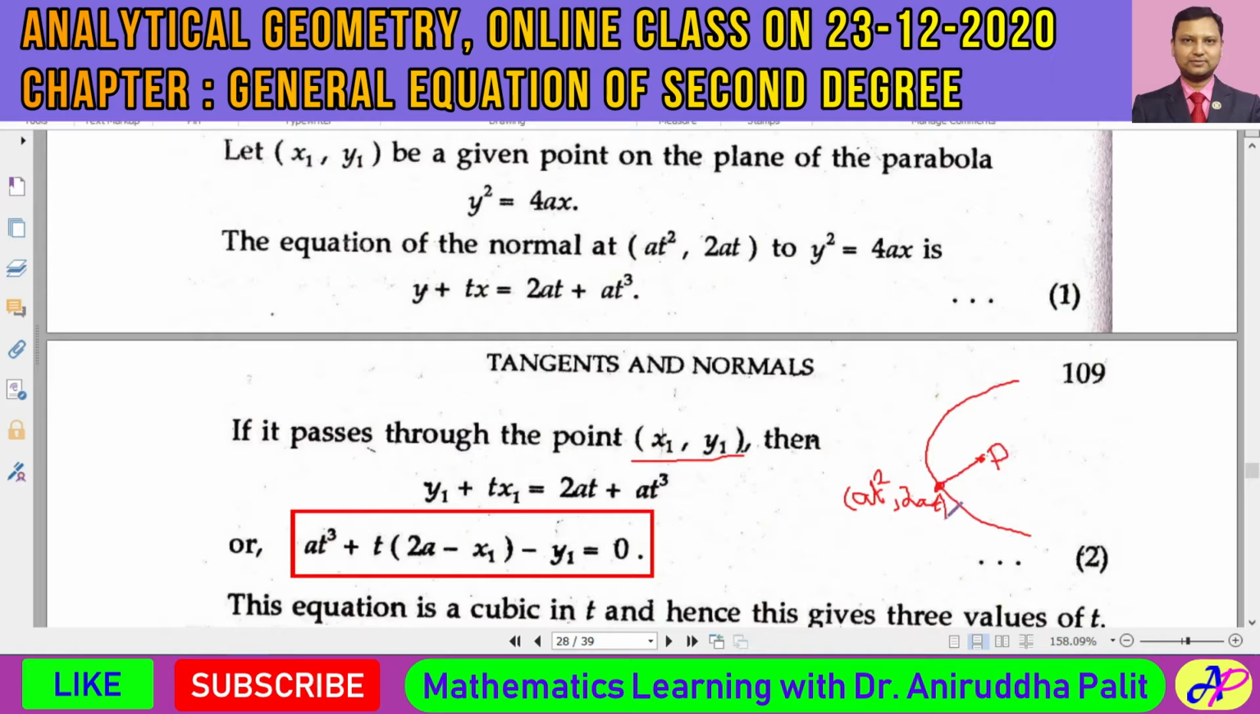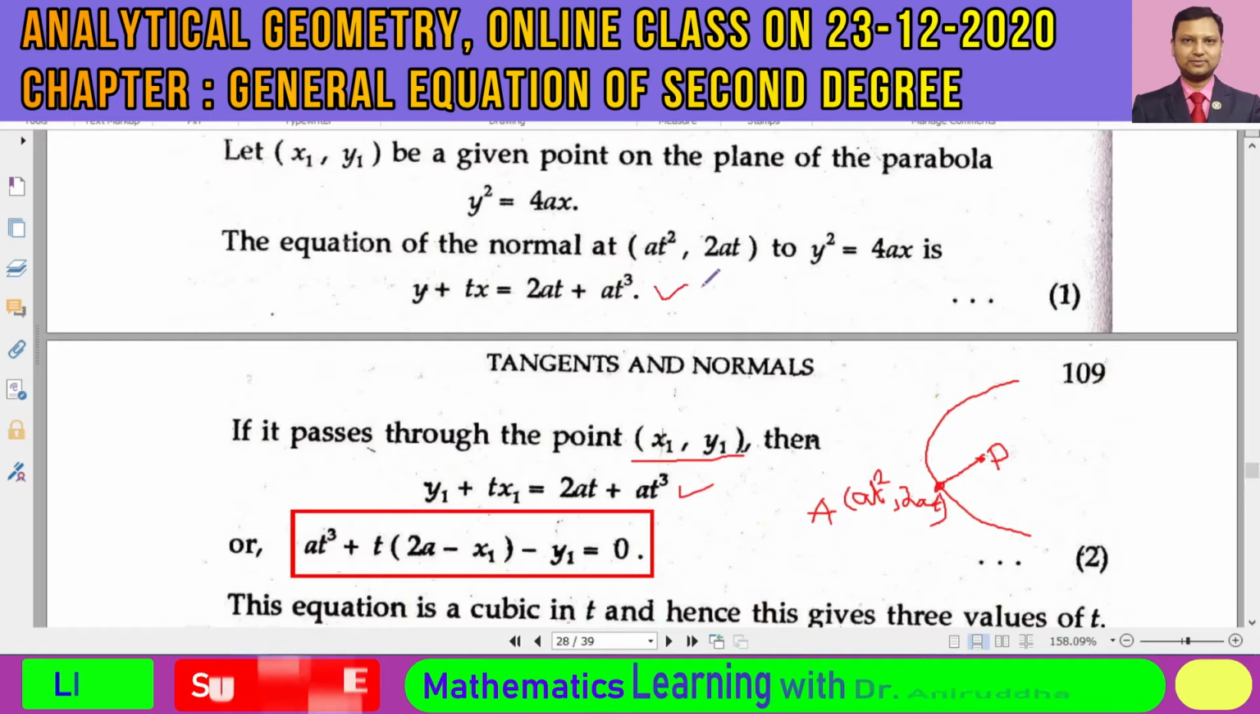Suppose this is the coordinate of this point, and we know the equation of the normal at this point can be written. Suppose this is the point, say capital A. The equation of the normal at the point capital A can be written in this way. Let this be equation number one.